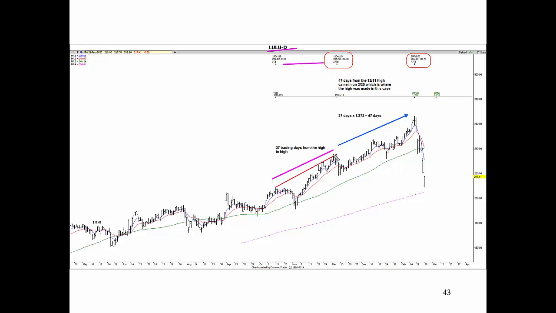Okay, so I wanted to multiply the 37 days by 1272 to show you where this came in, because 37 days times the 1272 is 47. So then this high to high was 47 days, and that's where the high was put in on the 20th. And again, I don't typically use a single level. I'm just showing this as an example of one of the types of time cycles that I run. And obviously you don't want to do the math by hand anymore, so most programs will do it for you.